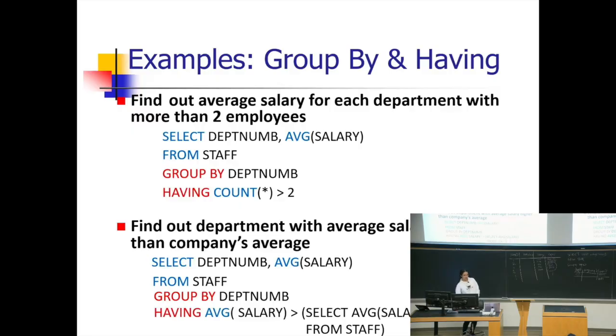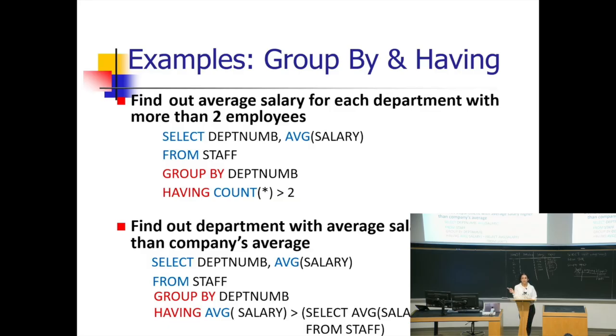So as you mentioned, we can select, for example, department number because we are using it in the group by, right? Average salary is also fine because it's used with aggregate functions, from staff group by department number. Up to here, you already know that, right? Now, we want to find out those departments whose average salary is higher than the company's average.